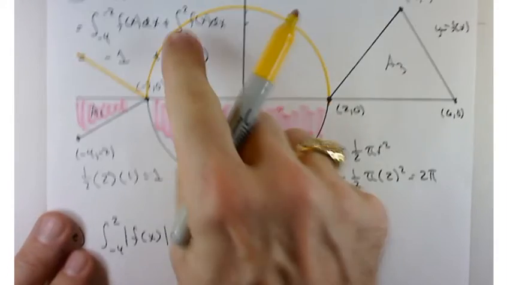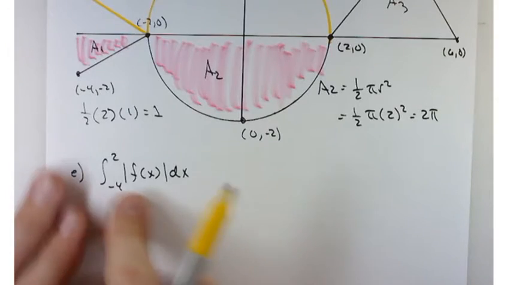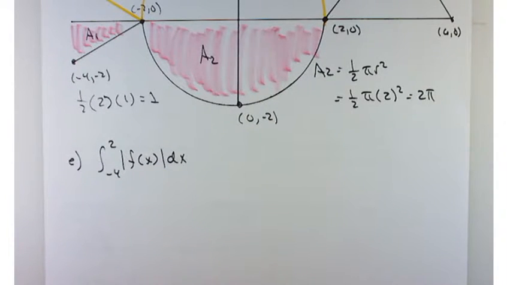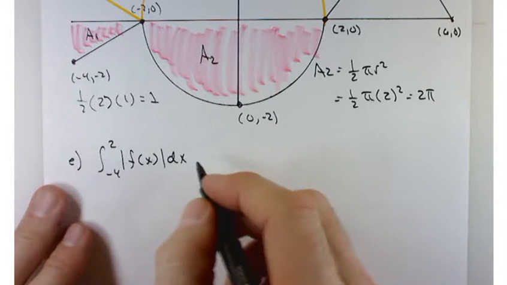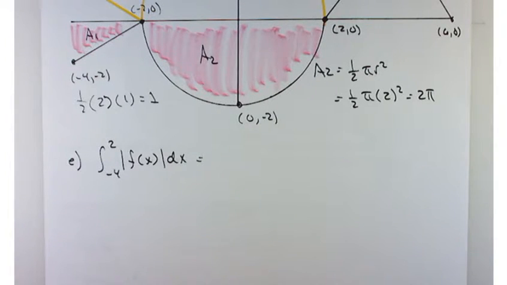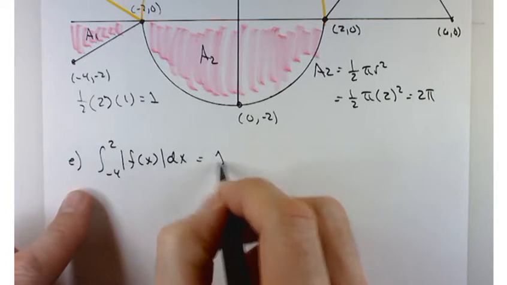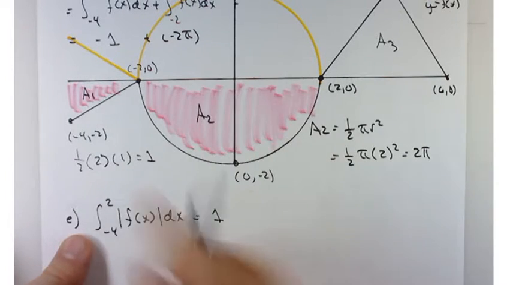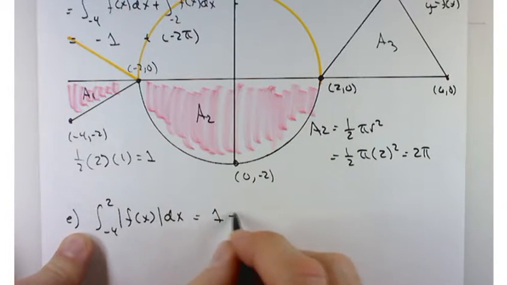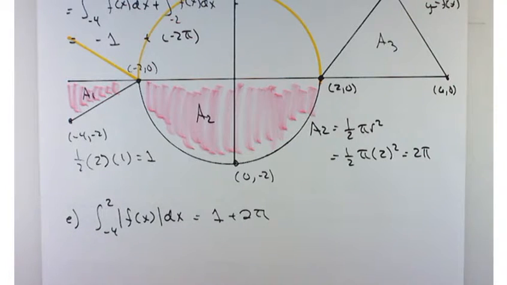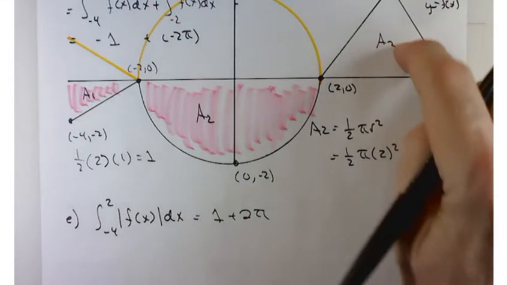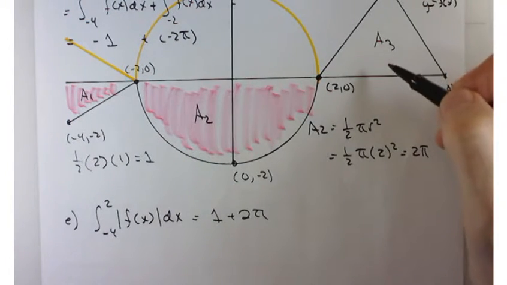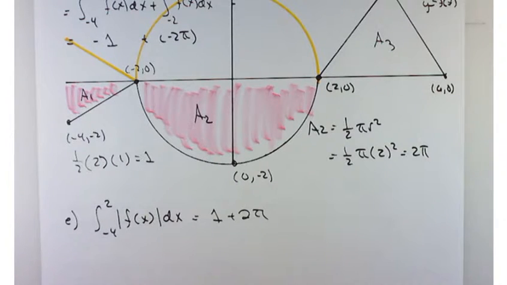How would that change my answer if I was working with the integral from -4 to 2 of the absolute value of f of x? Yeah, these would be positive values now, right? Because the areas would be above the x-axis, so it would be 1 plus 2 pi. So that's the change it would make. This is still going to be above the x-axis even after you take the absolute value, so that's not going to change. But the other two parts are going to get reflected above the x-axis.